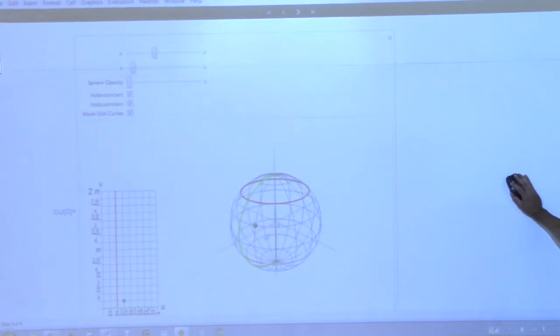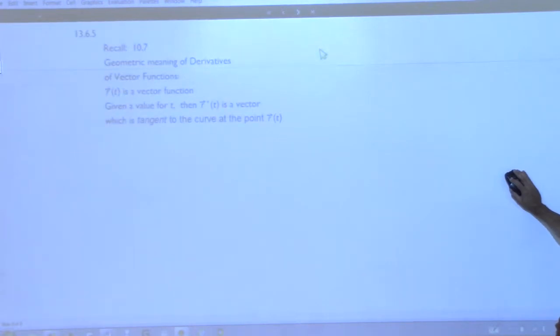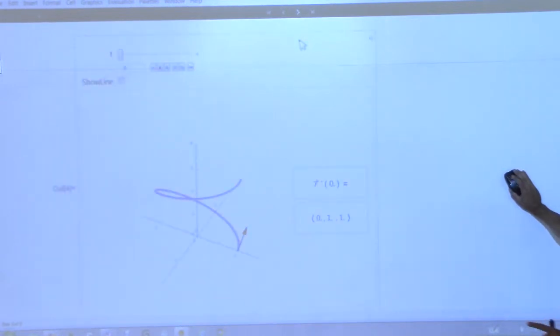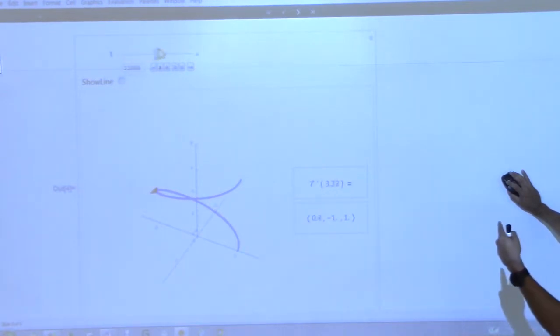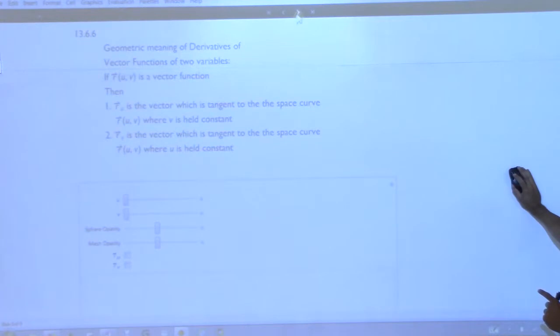All right, so now let's try and go back and remember what the derivative of a vector function of a single variable was. When we were drawing curves in three-dimensional space using r of t, remember, it was only r of t. It wasn't r of u, v, just r of t. It would draw a curve. And then the derivative, r prime of t, would give us that red vector, wouldn't it? Remember this?